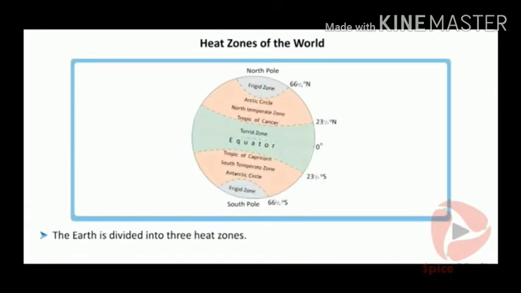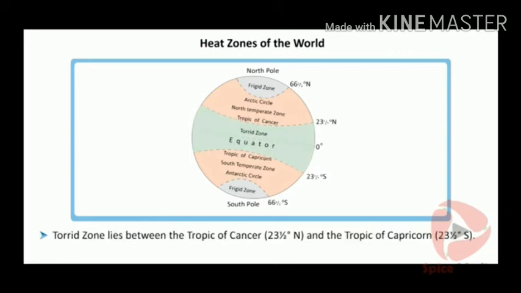The earth is divided into three heat zones. First is called the torrid zone. The torrid zone lies between the Tropic of Cancer, 23.5 degrees north, and the Tropic of Capricorn, 23.5 degrees south, which receives the direct rays of the sun throughout the year, thus hotter than the other zones.